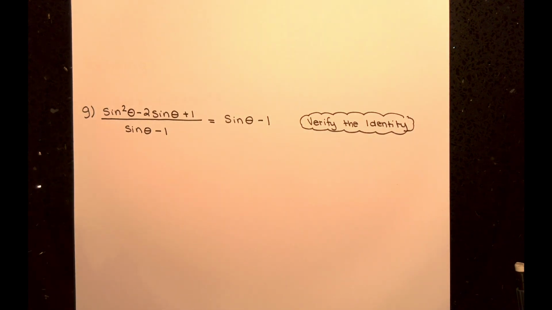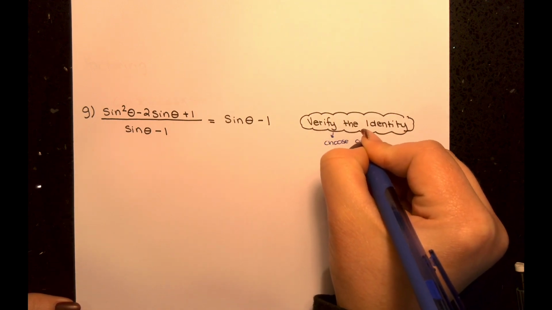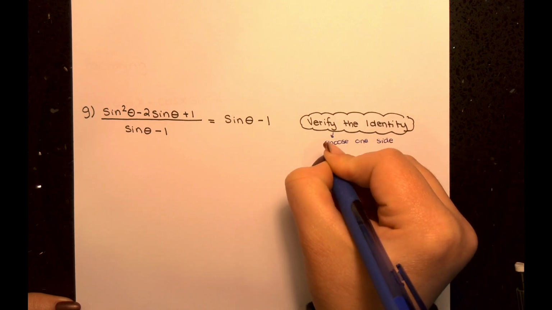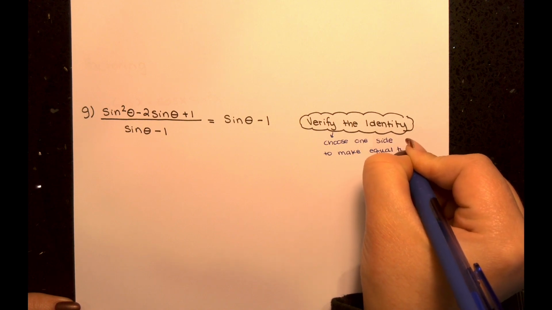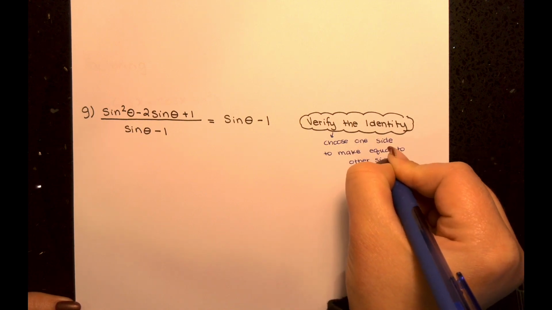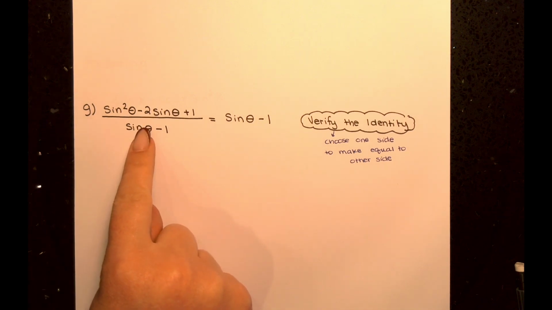Okay, so this one wants us to verify an identity. So remember, verifying an identity will be choosing one side and you're going to make it equal to the other side. Now, typically there's going to be a clear winner, which one has more things for you to work with. And if you have more things to work with, that's the side that you want to choose because things can simplify, things can cancel out, things can go your way. So I'm going to choose the one that has a big old fraction to it.